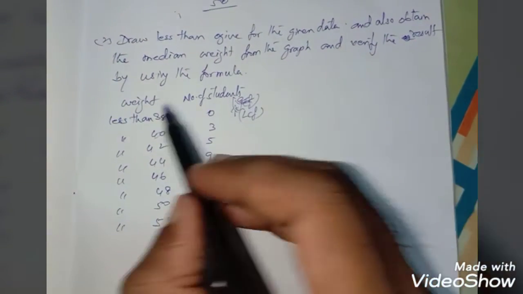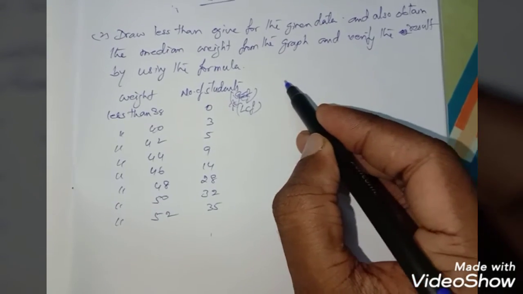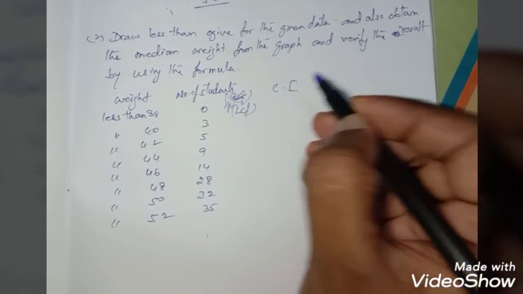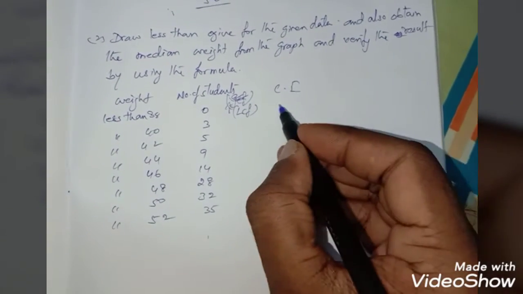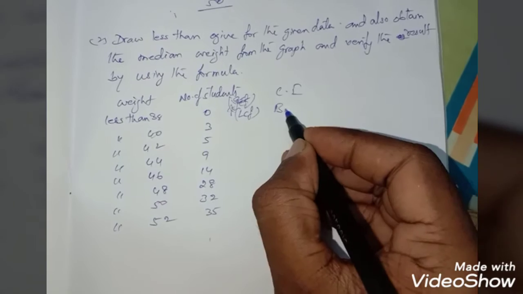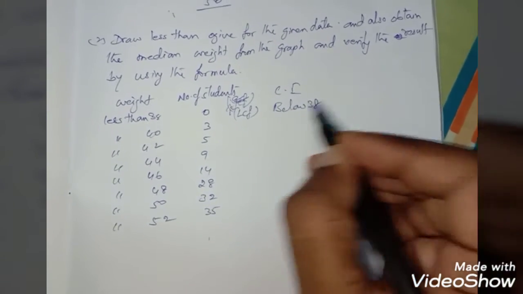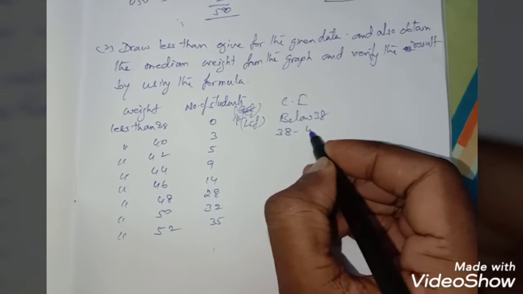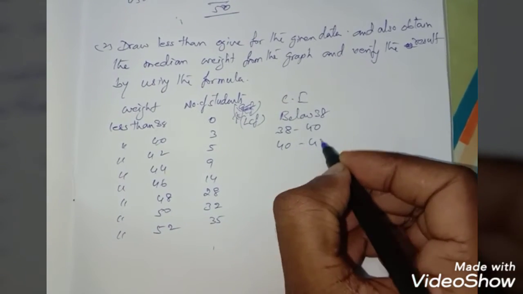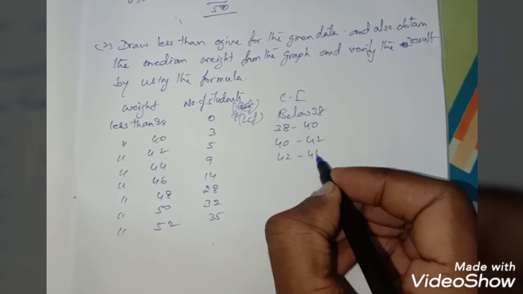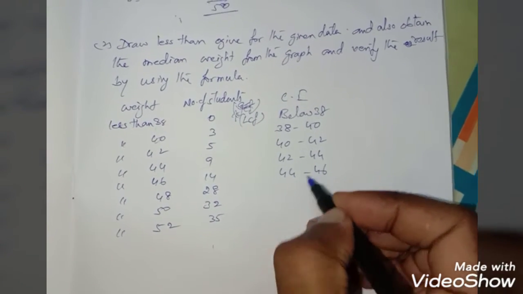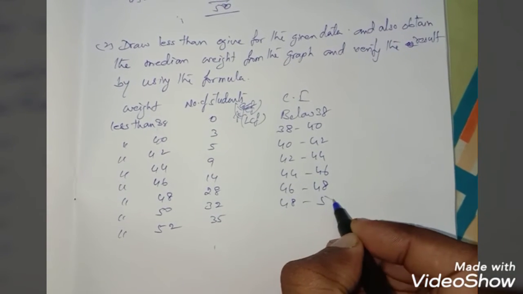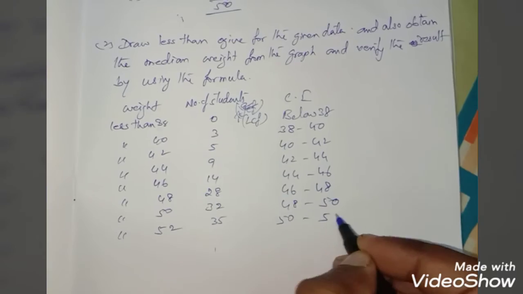Here you need to find the frequency, and the class interval is also not given. So first you find the class interval. The first class is less than 38, so we can write this as below 38. The difference between these is 2, so I can write 38 to 40, next 40 to 42, next 42 to 44, next 44 to 46, next 46 to 48, next 48 to 50, and next 50 to 52.